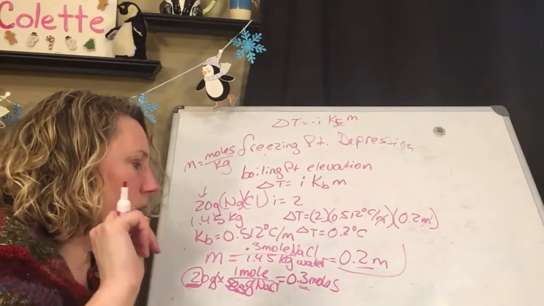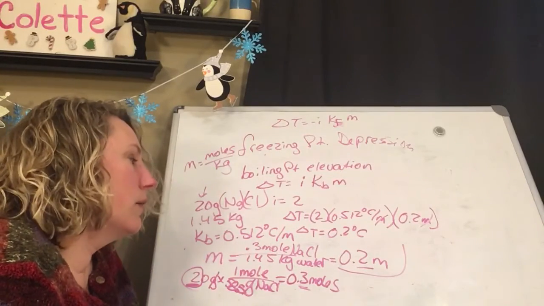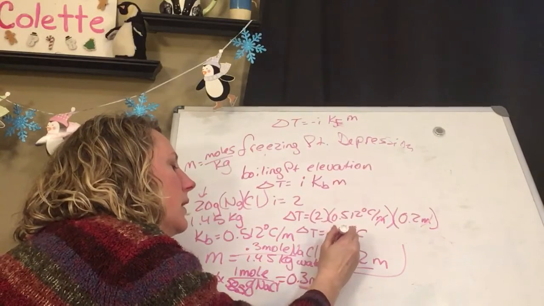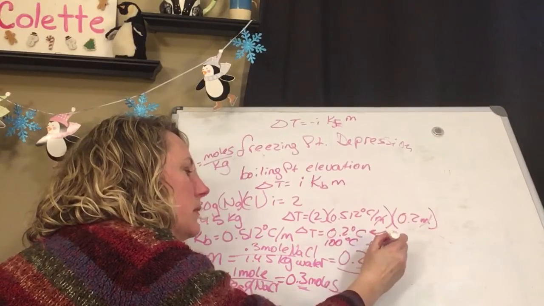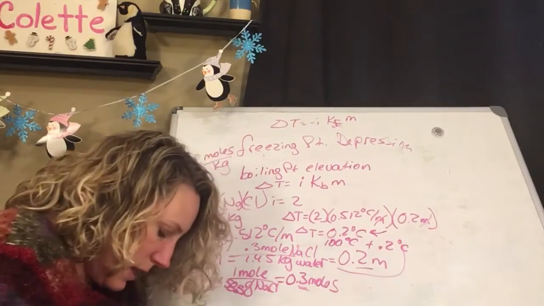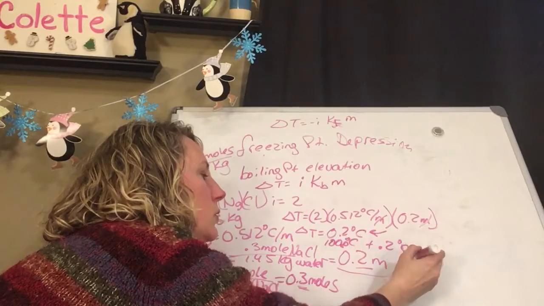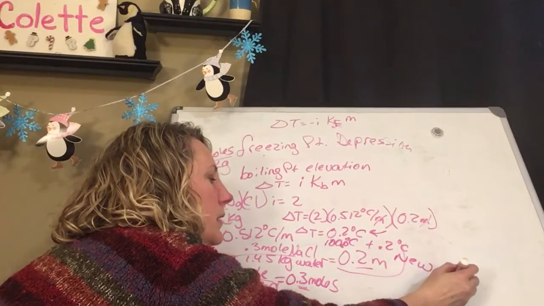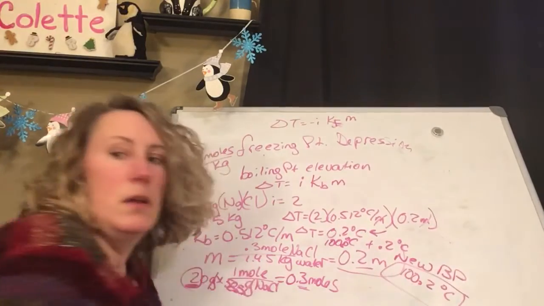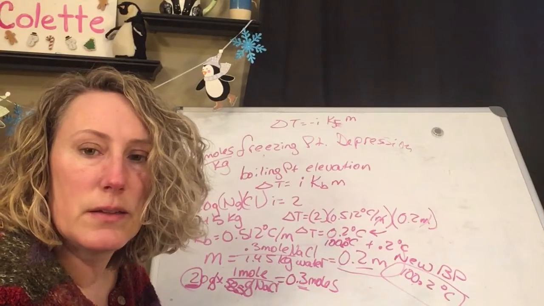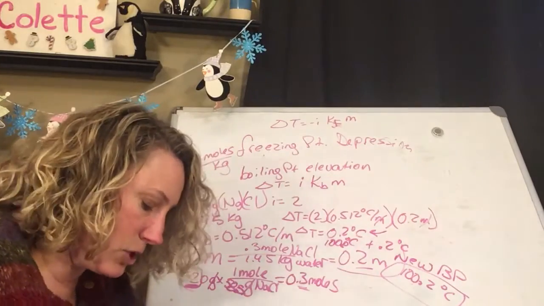My question said, what is the temperature of the boiling solution? Well, I hope I know that water boils at 100 degrees C. So if I add this to it, it's going to be plus 0.2 degrees C. And it's actually 100.0 degrees C. So then my new boiling point is going to be 100.2 degrees C. So make sure you take that extra step. Read your question really carefully. When you think you have your answer, go back and make sure you answered the right question.